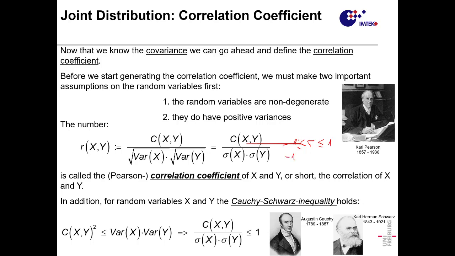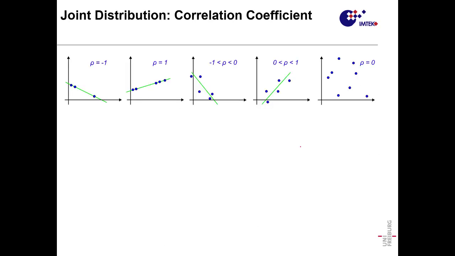So this was -1 here. All right, so that is what you see usually, correlation coefficient between -1 and 1. And these are examples, for example. So these are a few points that are distributed in different ways.